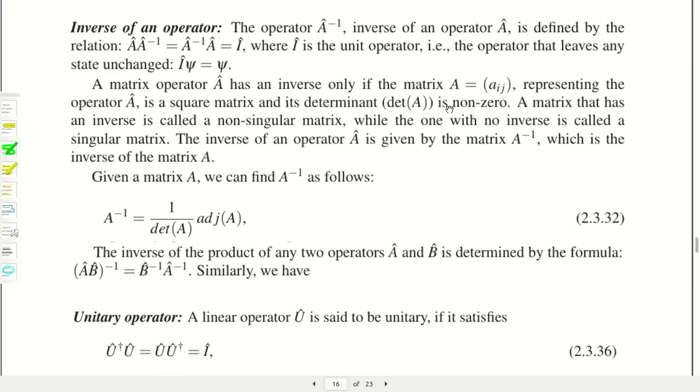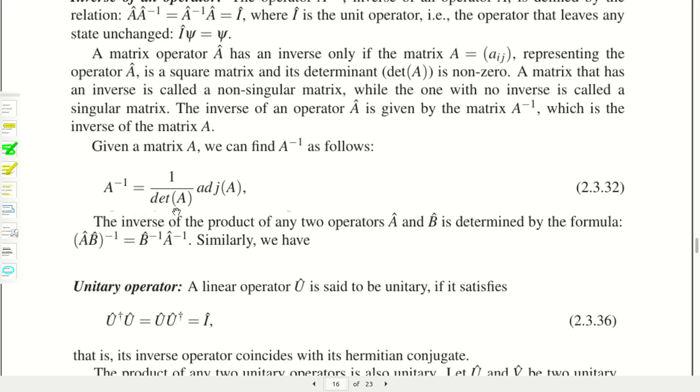And in case of matrix algebra, you know this thing, that is the inverse of an operator. How will we get it? If the determinant of any matrix is non-zero, then you will assign the inverse of that matrix, but if it is not, then you can't assign the inverse of that matrix.